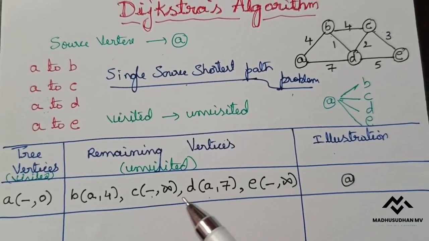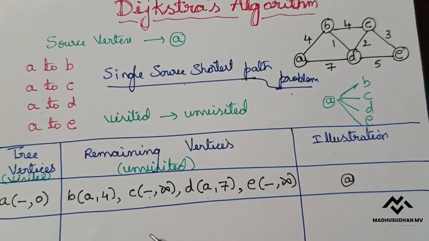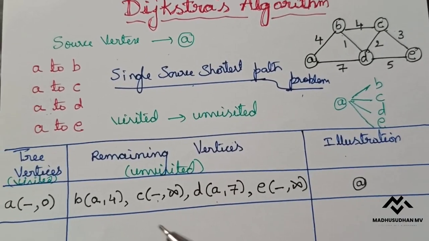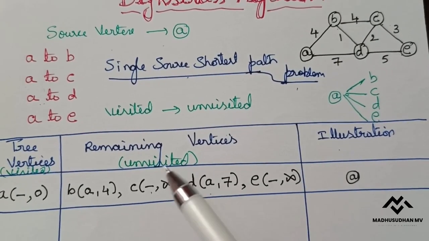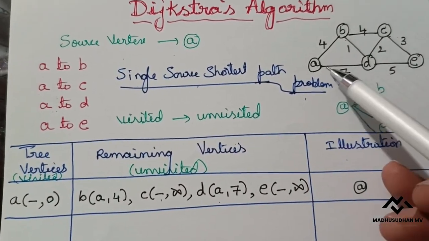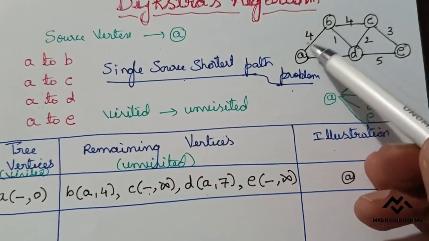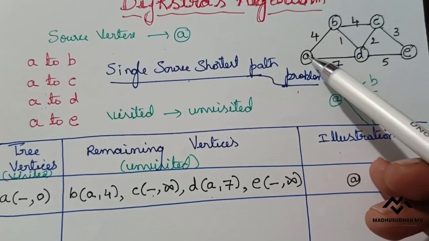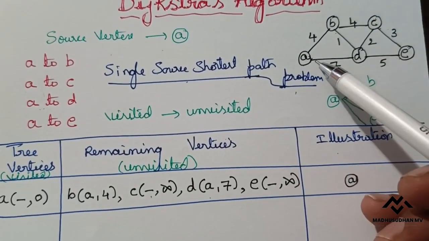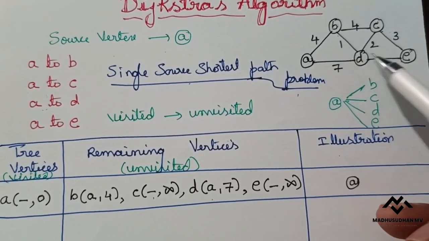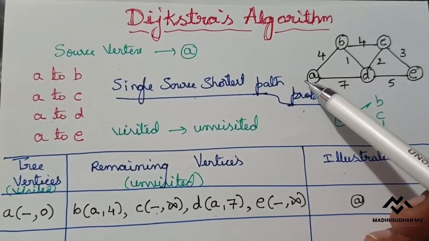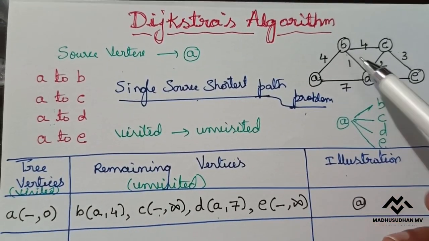That means whenever we are moving from one vertex to another vertex, it should be the shortest distance. Now from A, which is the shortest distance? From A I can reach only B and D directly. I cannot reach C or E directly because there is no direct edge from A to C or A to E. So directly from A, I can reach either B or D.